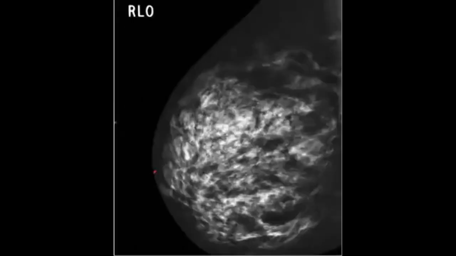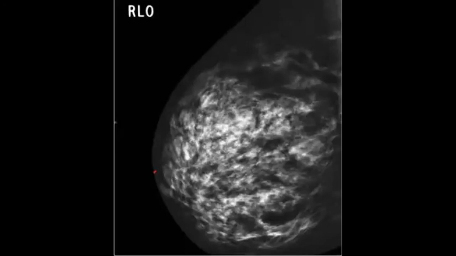Let's have a look in this case. So this is the breast case. A 50 year old woman has bilateral lumps in the breast. So this is the right side. Standard bilateral two-view mammogram. So you have mediolateral oblique and the craniocaudal views.